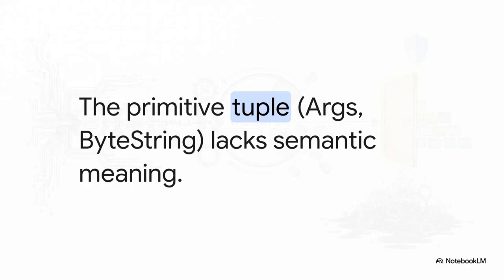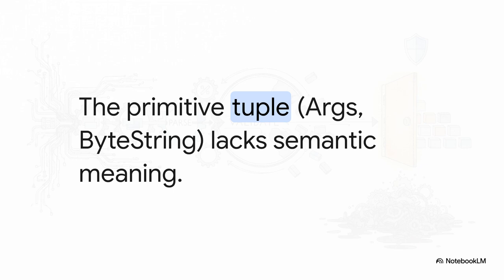Okay, so before this big refactor, Ang's codebase was, well, it was in a pretty precarious state. It relied entirely on a primitive, untyped data structure to pass things around, specifically a tuple made up of args and a lazy byte string. Now, we've all been there. On the surface, a tuple is super quick and easy to just throw together. It bundles the command line arguments and the file content perfectly fine.